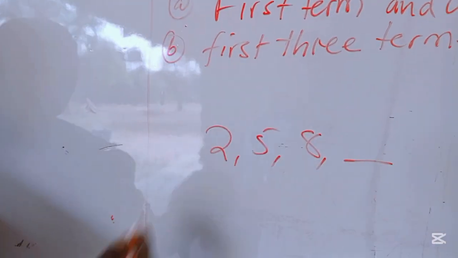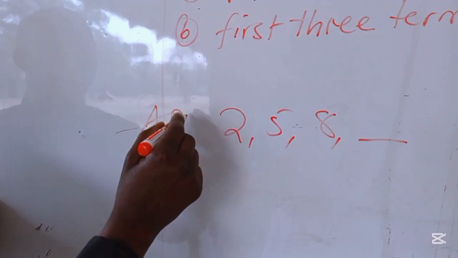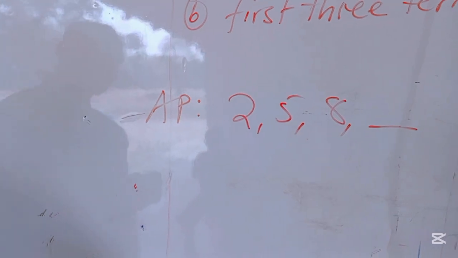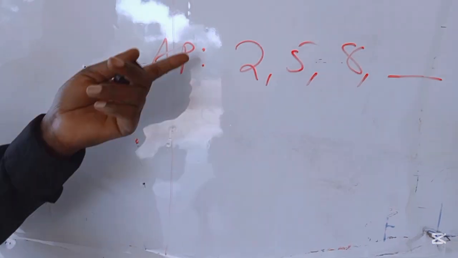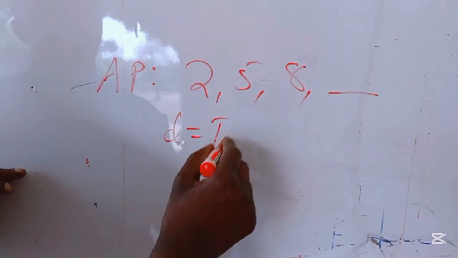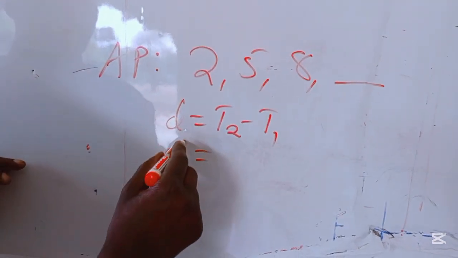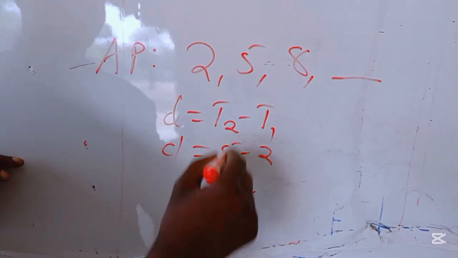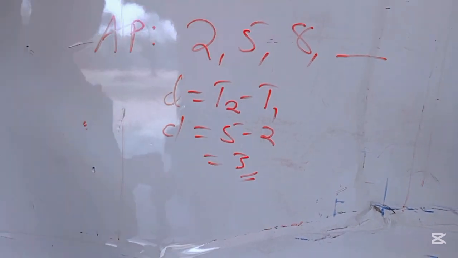If they give you such a question, they are being very kind to you, because they are just doing you a favor. Here they'll ask you, for example, to find the common difference. The common difference is very easy. You just say the common difference, which is d, is equal to the second term minus the first term. The second term is 5 minus 2. The answer is 3.